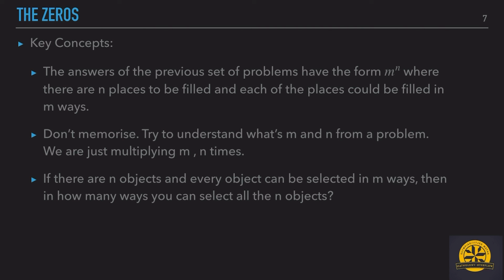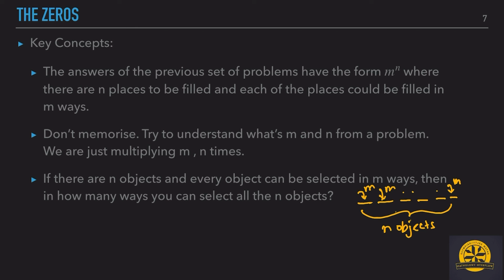You remember the first problem that we did in our second lecture? Picking up 5 plates and 4 bowls from a shop. How many ways are possible to pick 1 plate and a bowl? Similarly, over here there are n objects and every object can be selected in m ways. How many ways can you select all the n objects? There are n objects, and each of them can be selected in m ways.